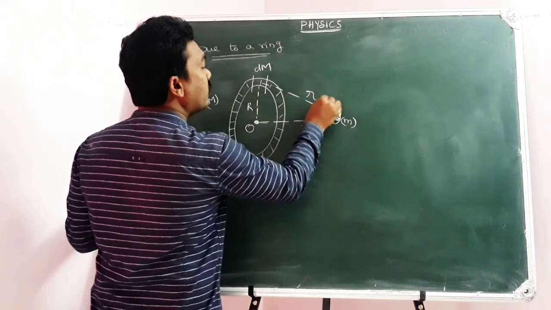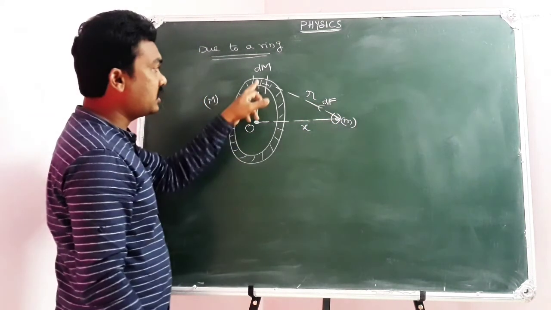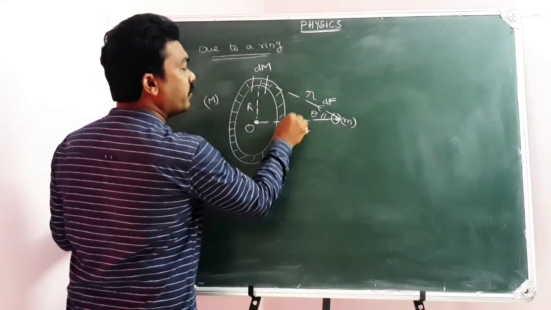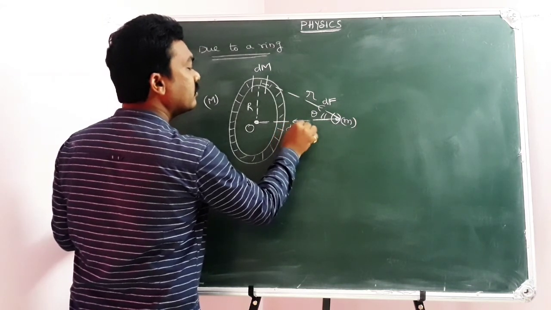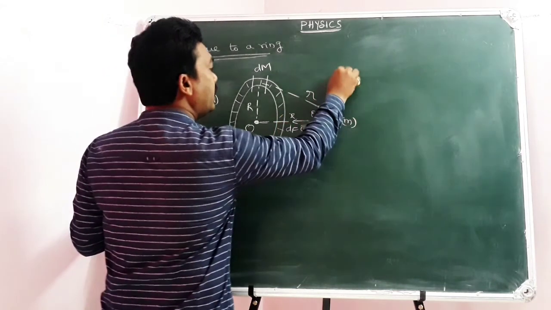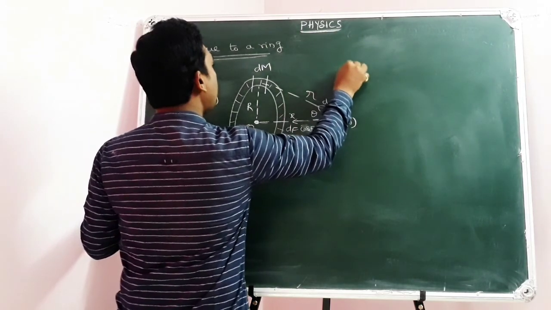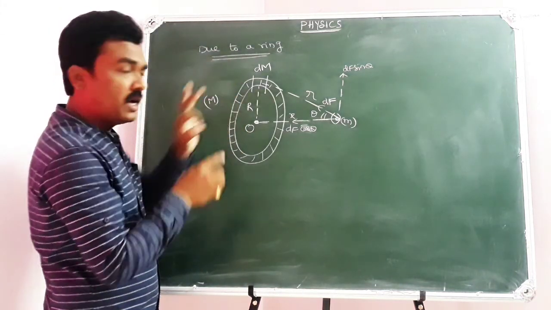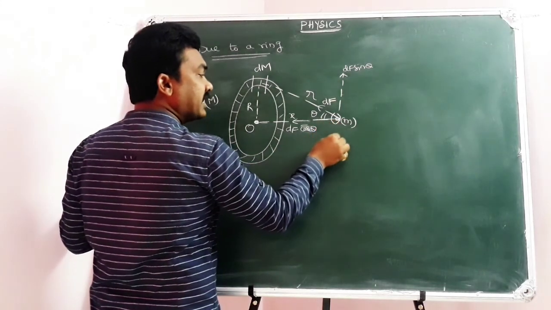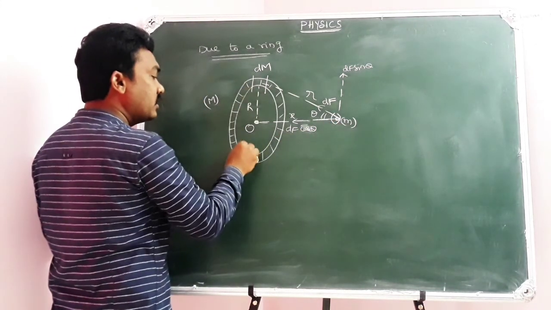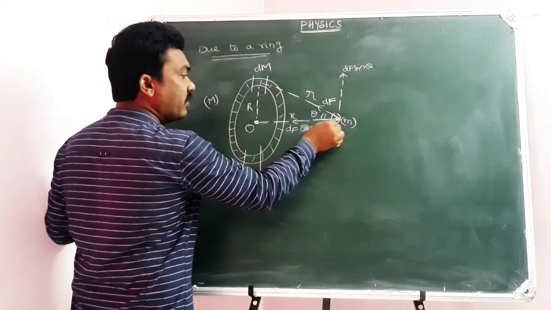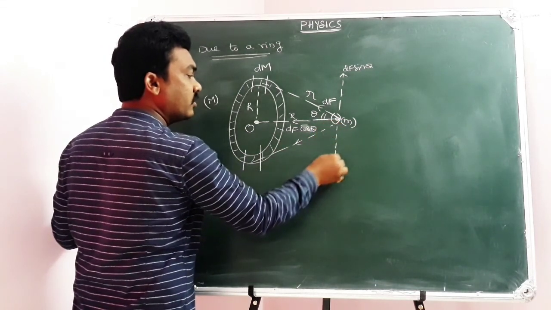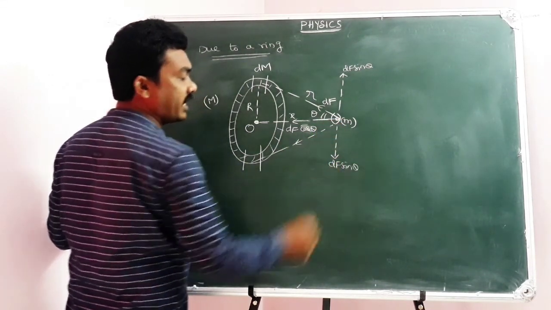So what will happen here? There is a small force of gravitation dF due to this small element which is at an angle theta. So this will have two components, dF cos theta, write x here, and dF sin theta. Like this there are many more elements, but all the vertical components get cancelled, because like this there will be another element on the other side which will cause dF in this way, and will have dF sin theta vertically downwards. So those two dF sin theta will get cancelled.